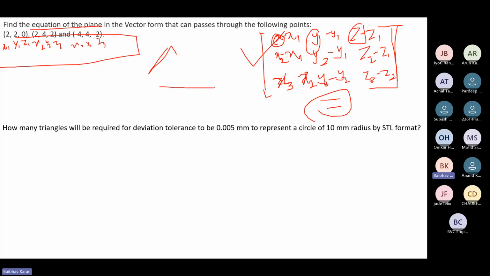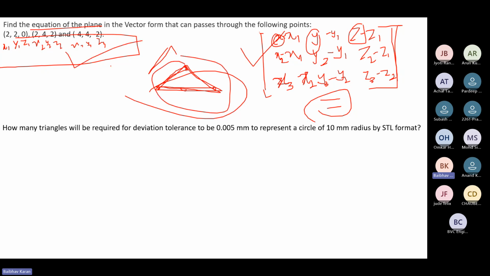For example, if these 3 points are collinear, there is no chance of forming a plane. It will be a straight line. But if the points are non-collinear to each other, then a plane will be formed. A triangle is formed. So we have to check this first.